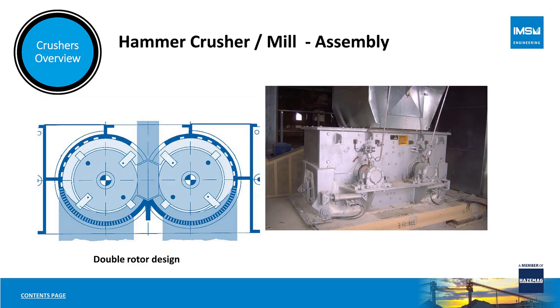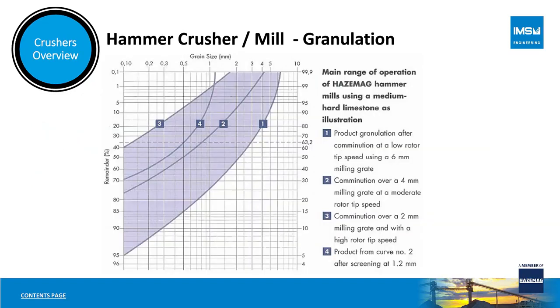You'll notice that on the outlet of this machine, there are grates which retain oversize in the crusher until they've been reduced to their required size, and they will pass through the grates. So the top size control is very good with these machines. It is also a very flexible machine when it comes to the product size distribution that your operation requires.